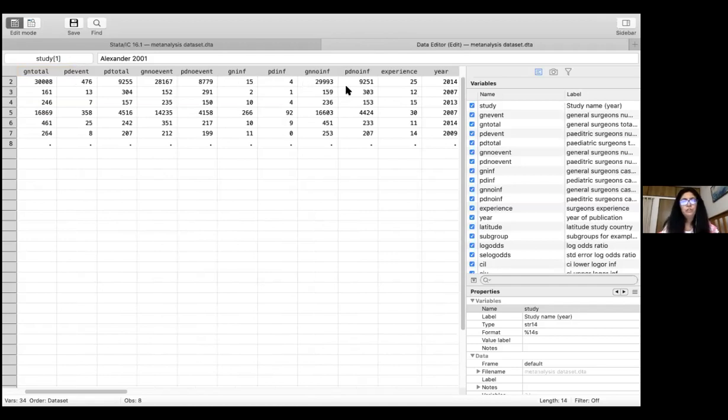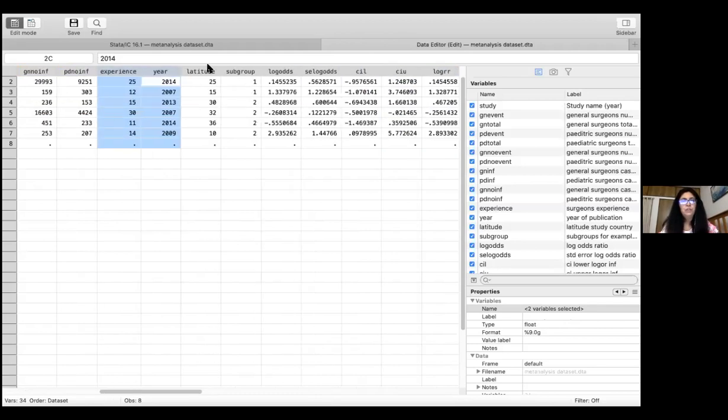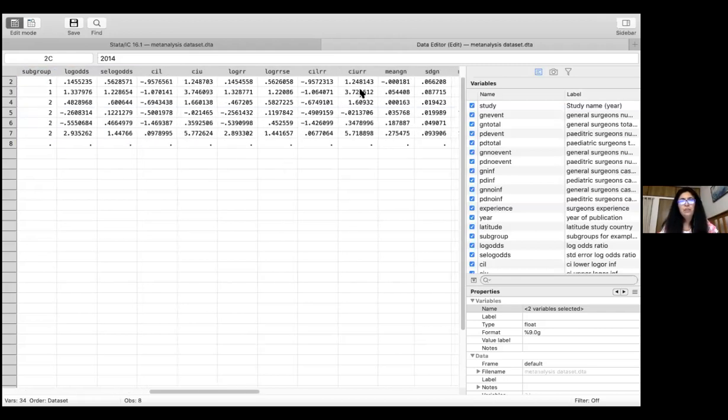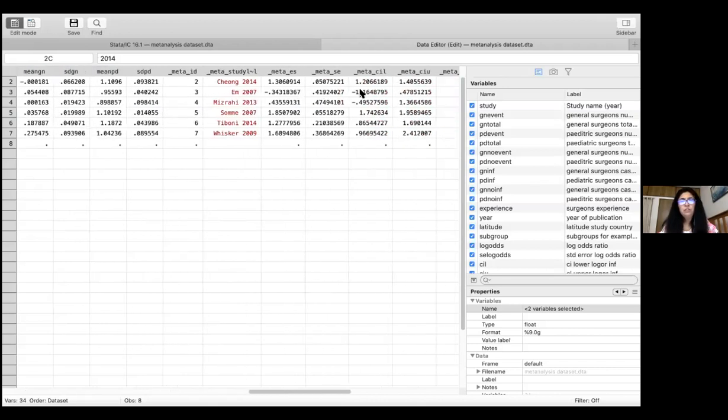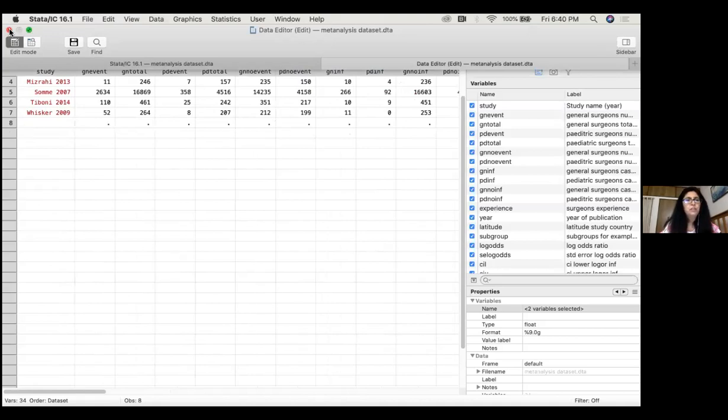This is how you enter the data. You can also enter variables like years of experience of the surgeon, year of the trial when it is published, and the latitude of the country. And then I've just named it subgroup 1 to 3 just for the analysis. If you already have the log odds ratio, you can put that in also with the confidence intervals. Here I've already done the meta-analysis, so I'll just clear this up.